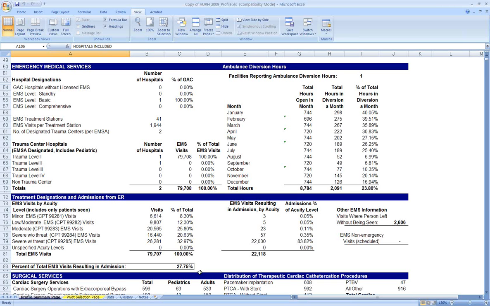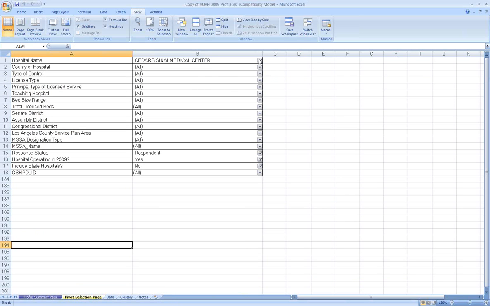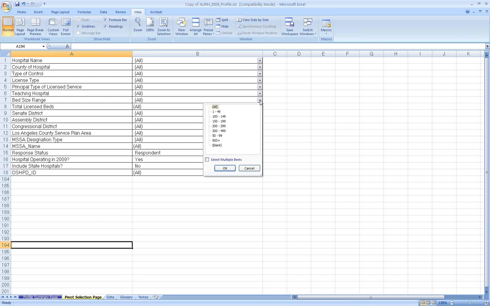So how do you now compare this information? So we've seen what Cedars-Sinai is. How do we go about looking for other hospitals? We would go back to the pivot selection page, and we would first undo what we selected. So we would undo Cedars-Sinai and go back to all. So now this is exactly the way that we found the page when we started. And I'm interested in seeing, compared to other large hospitals, how do they compare? So in this case, I want to adjust bed size range. And I'm interested in hospitals with 500 or more beds, and I'm hitting OK.